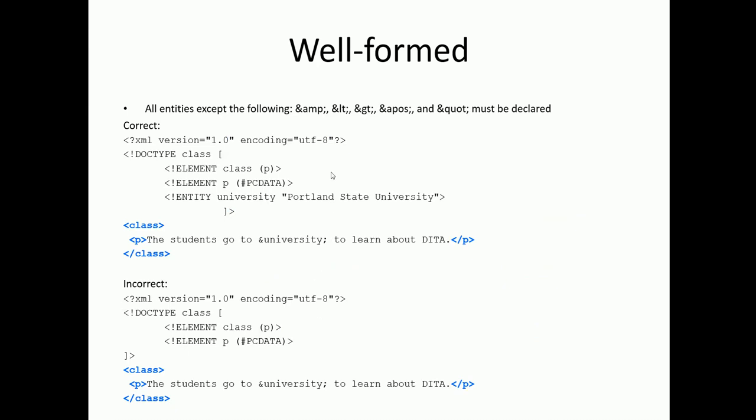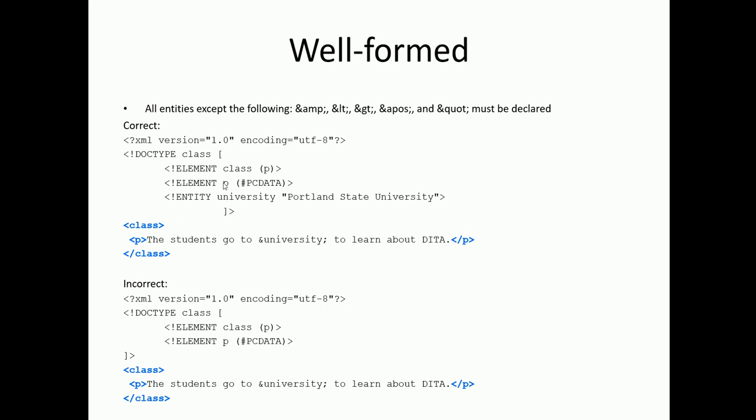All entities except for amp, less than, greater than, apostrophe, and quote must be declared. Those are keywords, so they're understood. So for example, if I have an entity called university, I need to declare it in the doctype declaration. So if we have this sentence that says students go to &university; it would be incorrect to have a DTD that did not declare that entity.